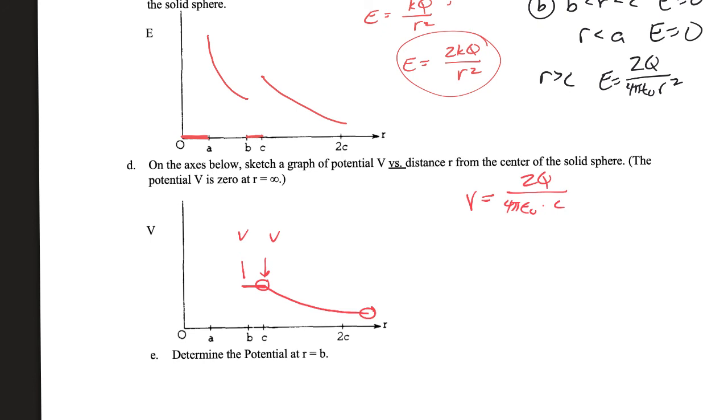Because it was a direct push from infinity all the way to C with no interruption. But this also has to be the same at point B and point C, because there's no change in the electric potential from C to B.